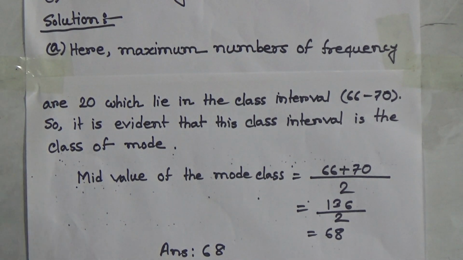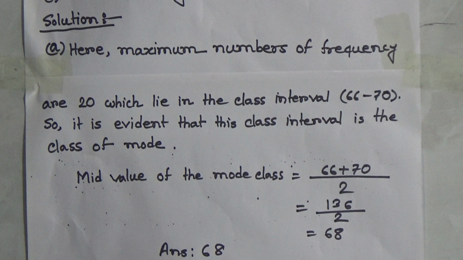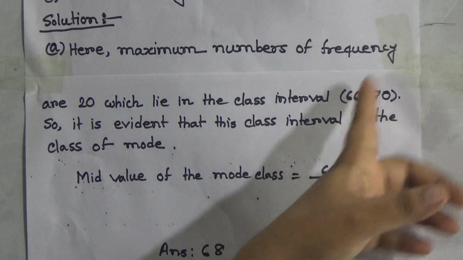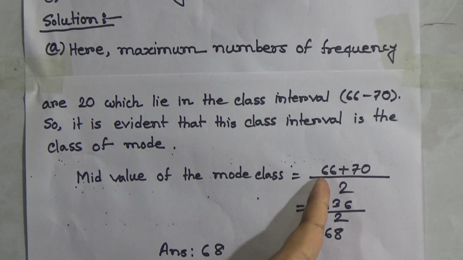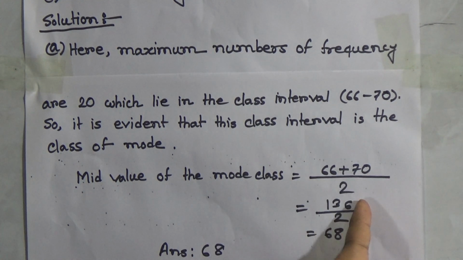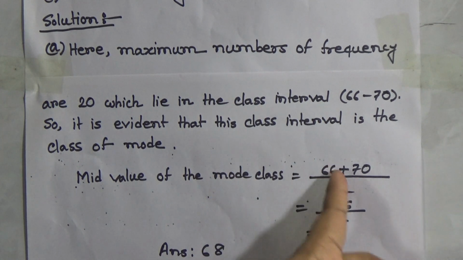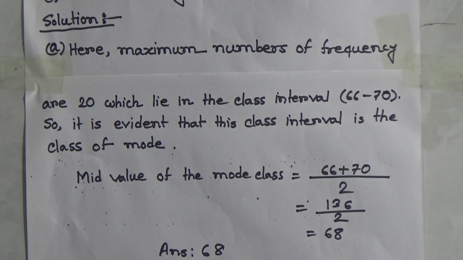Now we find out the mid value of the mode class. How can we do it? We add the initial and terminal points first. After that, because there are two numbers, we divide by 2 and we get the mid value of this mode class. Here the initial point is 66 and the terminal point is 70. We add 66 with 70 and we get 136, and this sum is divided by 2 because there are two numbers, 66 and 70. So we divide by 2 and we get 68, and this 68 is the mid value of the class of mode. I hope you have understood.